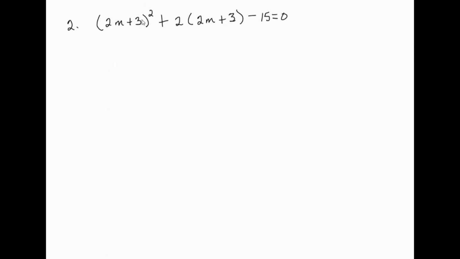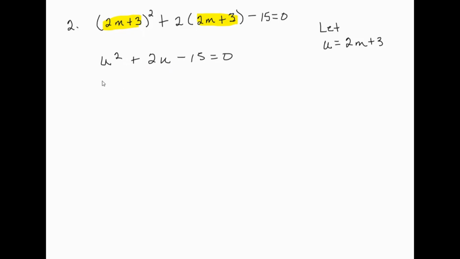Okay, with this problem, I notice that what's inside this first set of parentheses is the same as this set of parentheses. And over here on the first term, this 2m plus 3 is being squared, and here it is just being multiplied by a 2. So I can solve this equation with substitution. I'm going to let u equal 2m plus 3. Then I will have u squared plus 2 times u minus 15 equals 0.